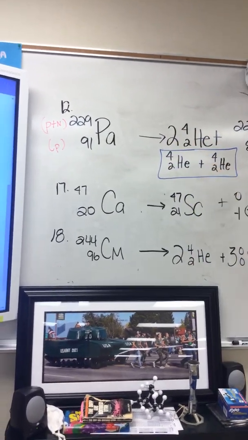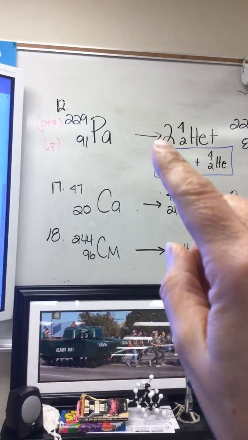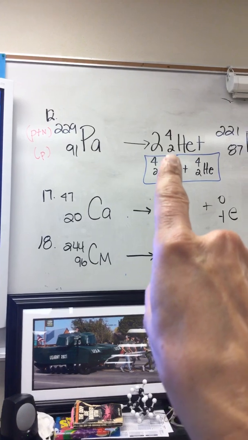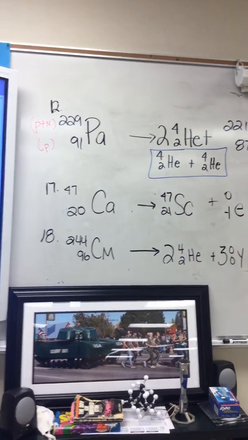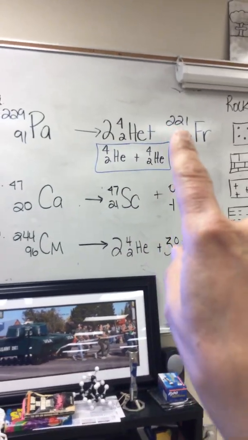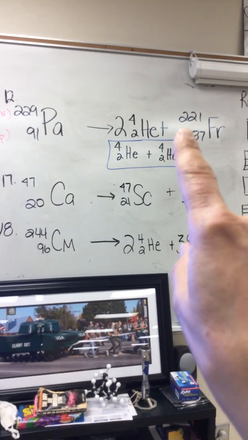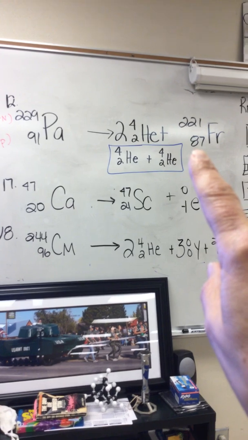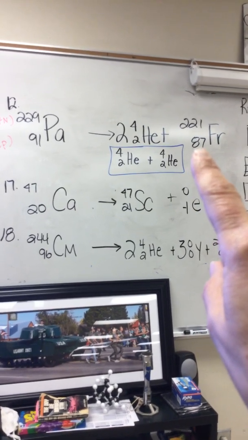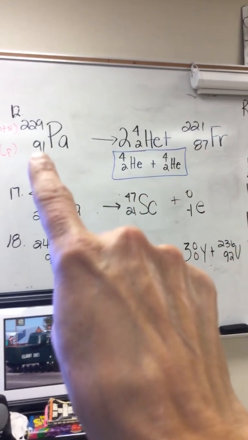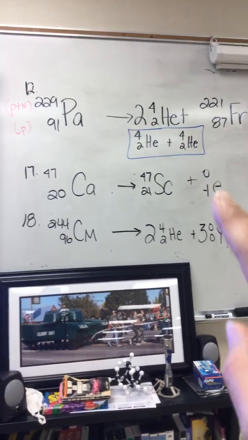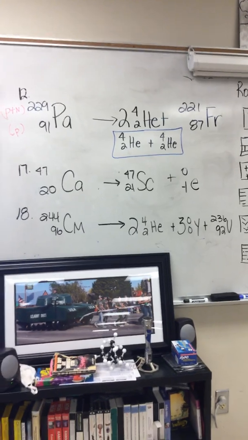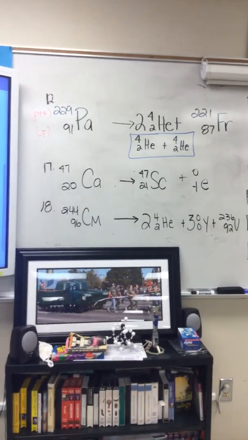2 times 4 would be a change of 8 for the mass. 2 times 2 is a change of 4 for the atomic number. So we made our francium 221. It gave us all of that info in the word problem. I just had to look up francium's atomic number, which is 87, or I did my math here. 91 minus 4 is 87. You can write your 2 alpha decays like you see written there, if you would prefer.